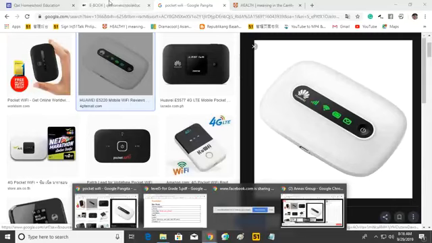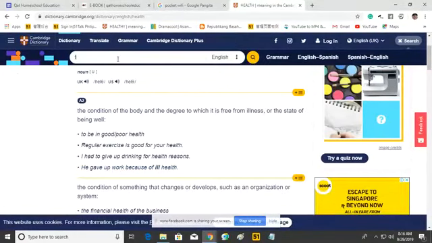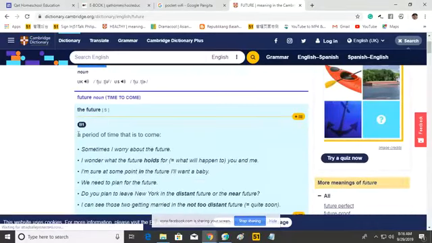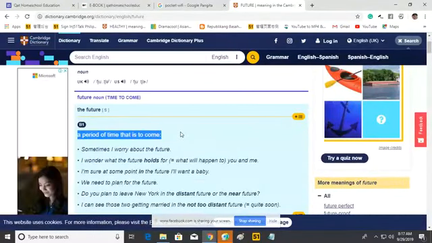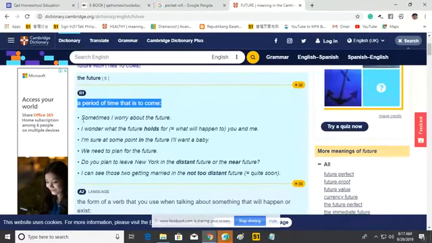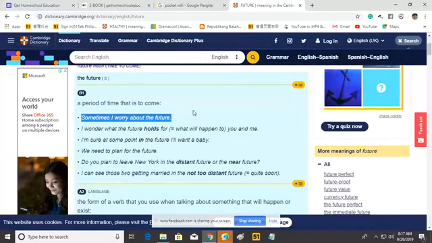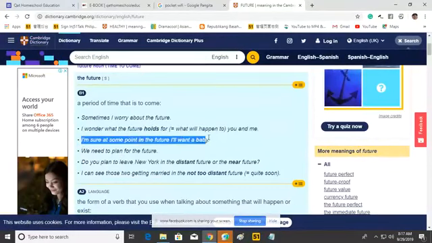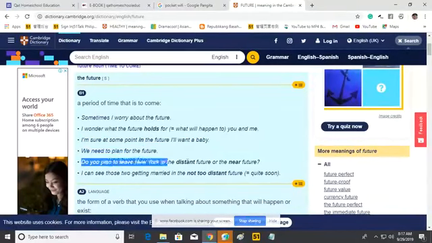Now let's try to know and read the meaning of future. So when we say future, it means a period of time that is to come. So let's read the sentences. Sometimes I worry about the future. Next, I wonder what the future holds for you and me. I'm sure at some point in the future I'll want a baby. Next, we need to plan for the future. Next, do you plan to leave New York in the distant future or the near future? Just like that. Now, let's have the next one.